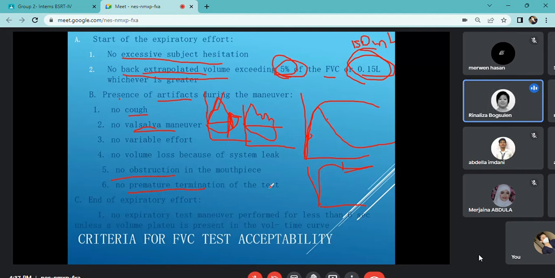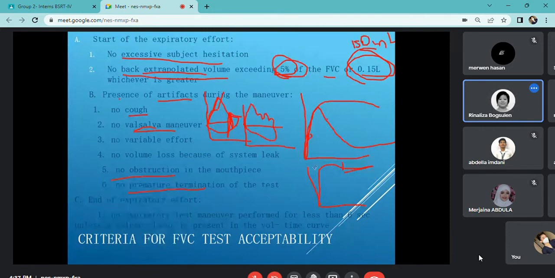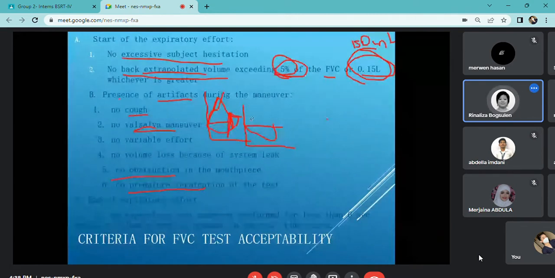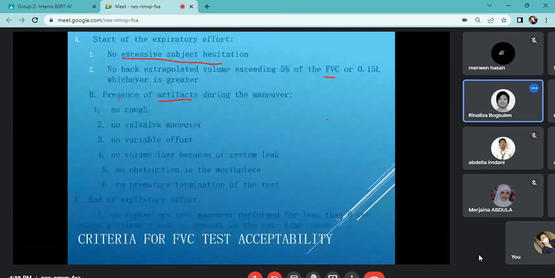Okay? Now, in your volume time graph, paano po kung talagang wala na talagang ma-exhale? Kaso hindi pa siya umabot ng 6 seconds. So you just let your patient open their mouth until such time na natapos na yung 6 seconds. Para hindi siya early termination. During naman the end expiratory effort, check mo: no expiratory test maneuver performed for less than 6 seconds, unless, as I've said, the volume plateau is present.